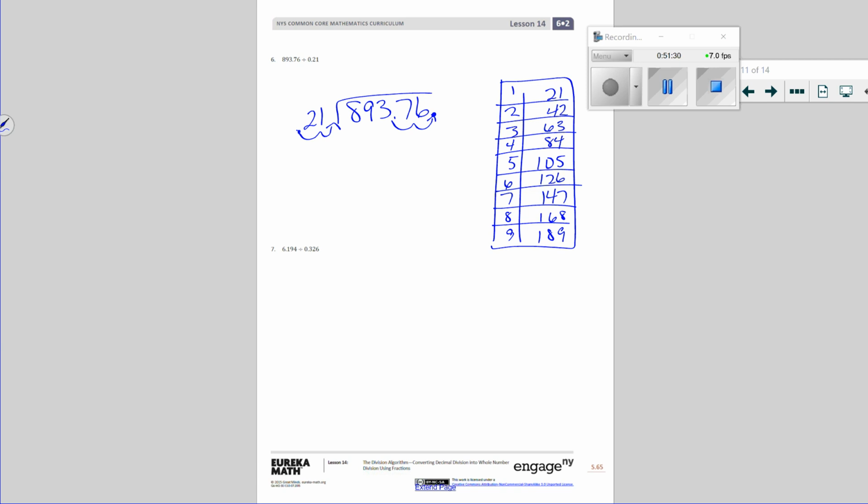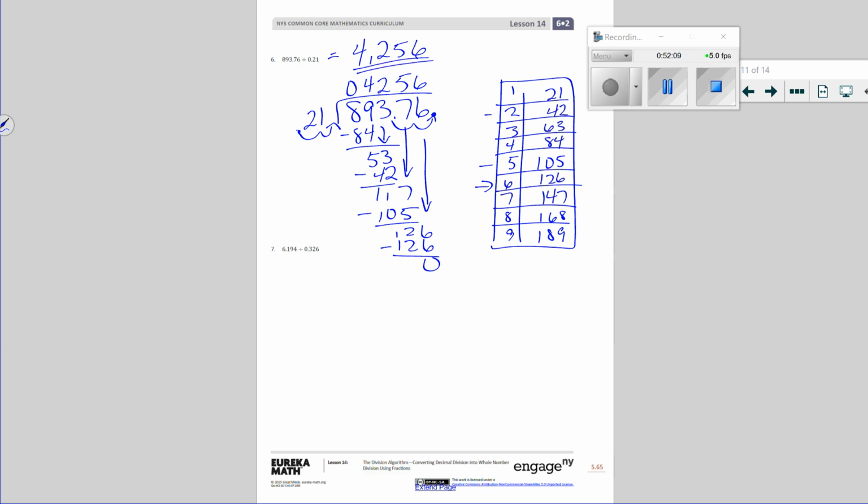So will 21 go into 8? We'll go into 89, 4 times. Subtract 84 gives me a 5. Bring down the 3. 53, it's going to go twice. Subtract 42 gives me 11. Bring down the 7. 117 goes 5 times. Subtract 105 gives me 12, bring down the 6. 126, which works out nice and even. 126 gives me a 0. So what did that equal? 4,256.